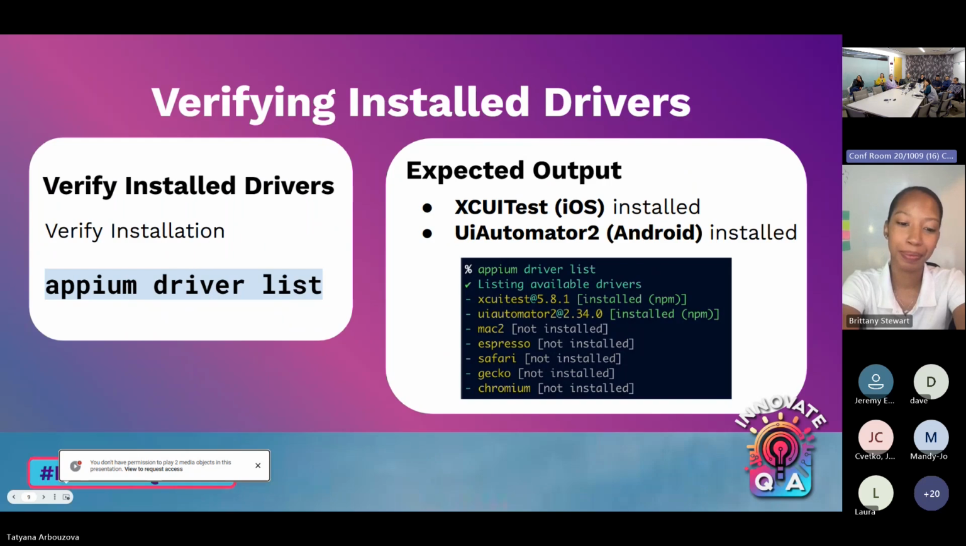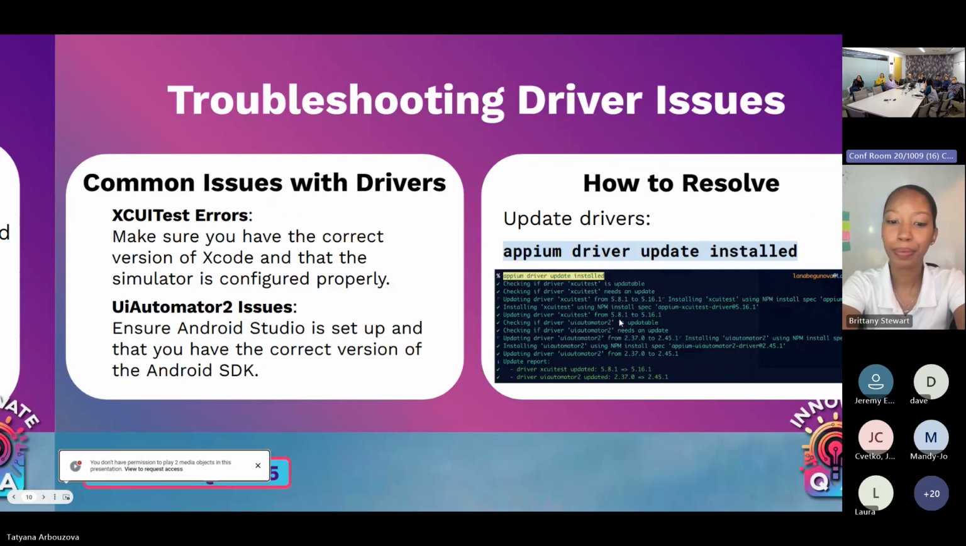To verify the installed drivers, now that we have them, a simple command that we can run in terminal is appium driver list. It lists these drivers that were previously showing as not installed. XCUITest and UiAutomator2 are now installed. So we're happy, and hence we're ready to move on again.